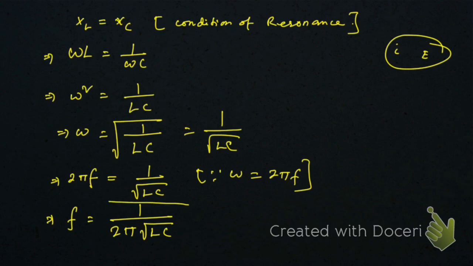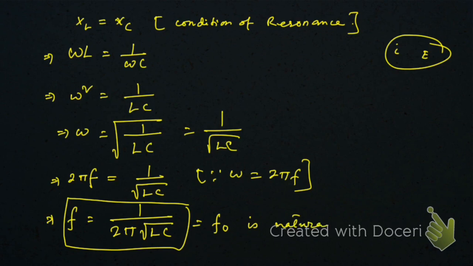And this whole thing you are going to consider as F naught, which represents the natural frequency. So hope you have understood. This is all about the series LCR circuit.